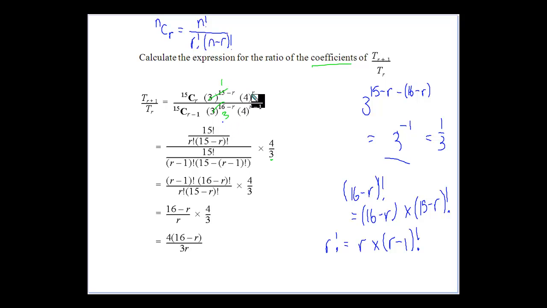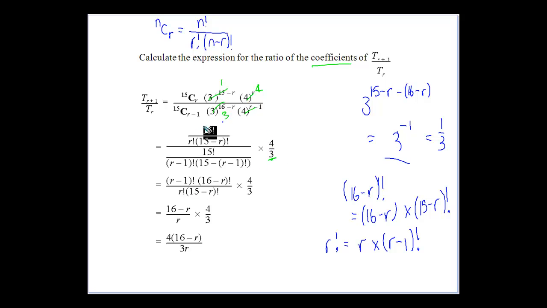Same thing here. 4 to the power of r minus the r minus 1 would cancel out and leave us with the r minus r cancels, and 0 minus minus 1 gives us 4 there. So that's where we get the 4 on 3. That's where that's coming from. 4 to the power of r divided by 4 to the power of r minus 1 leaves us with the 4. 3 to the power of 15 minus r divided by 3 to the power of 16 minus r gives us 3. So we leave that there.